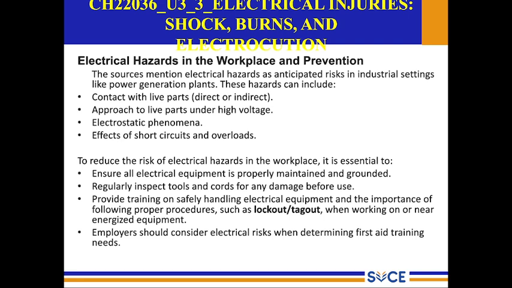Electrical hazards, the workplace and prevention. The sources mention electrical hazards as an anticipated risk in industrial settings like power generation plants. These hazards include contact with live parts, whether direct or indirect contact, approach to live parts under high voltage, electrostatic phenomena, and the effects of short circuits and overloads. These are the four hazards in the electrical area.